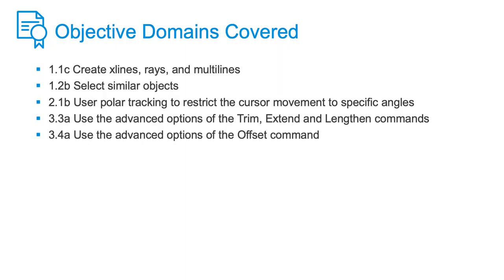To recap, we placed some rays using polar tracking, we offset some of the circles, and we ensured the offset elements were placed on the correct layer using the Layer option of the Offset command. We trimmed the rays using the Fence and Crossing options. That converted the rays to lines. We selected the lines using Select Similar and placed them on a different layer to better organize our drawing.